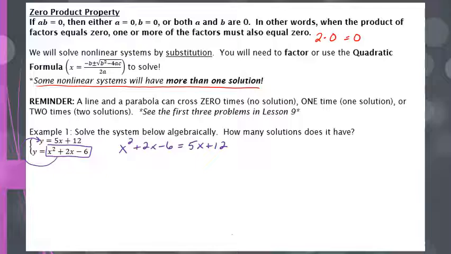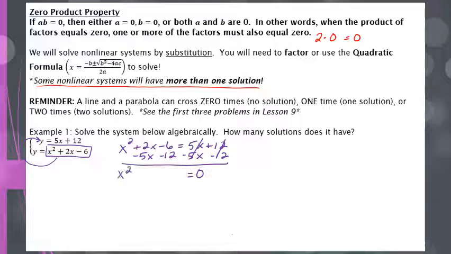Now it doesn't matter which way you substitute. I like to have my quadratic function on the left because to me it just makes more sense that way, and I think it's going to end up being less work. At this point, if we want to solve a quadratic equation, we have to get our equation equal to 0. So I have to subtract 5x from both sides, and I also have to subtract 12 from both sides. Both of these cancel out and give me 0 on the right, which is what I want. That's your first major goal: to get 0 on the right side.